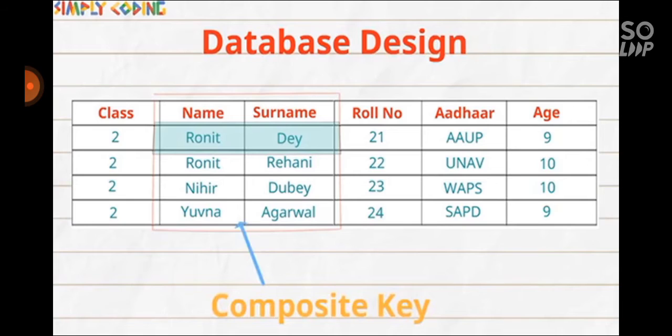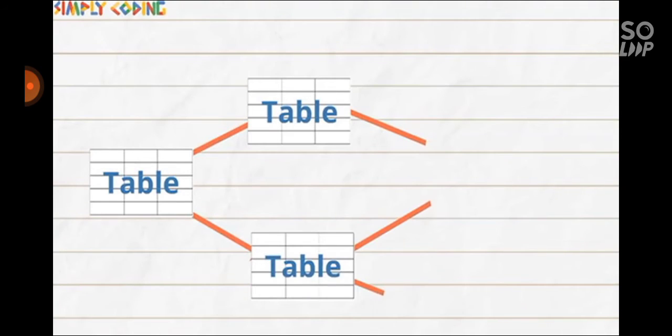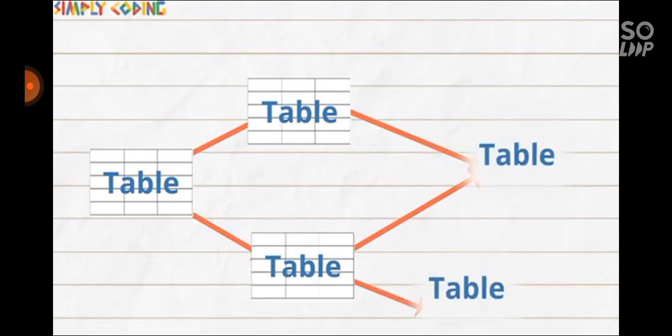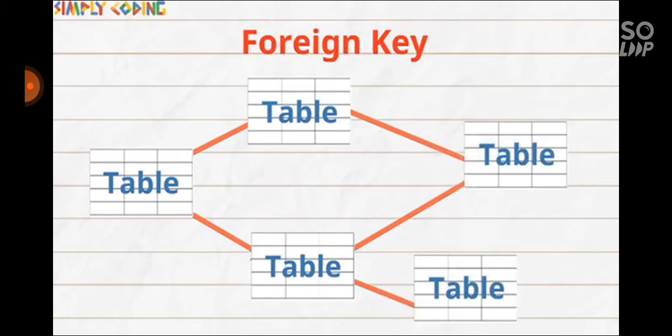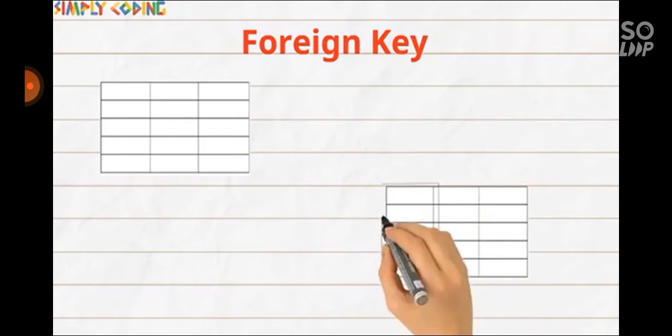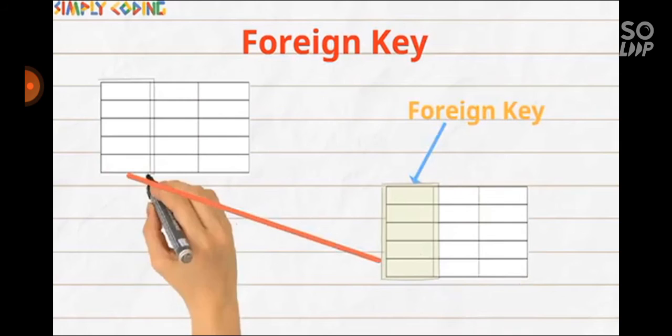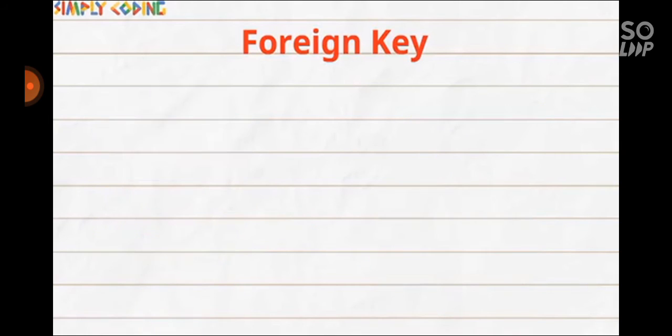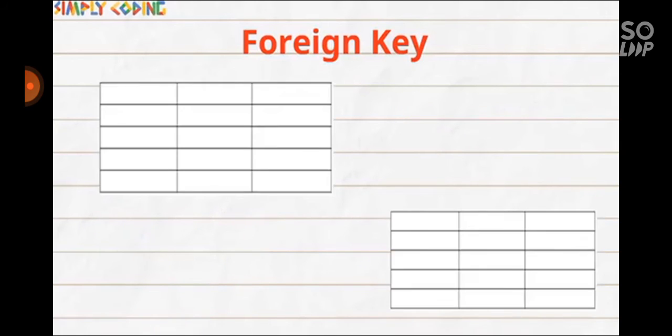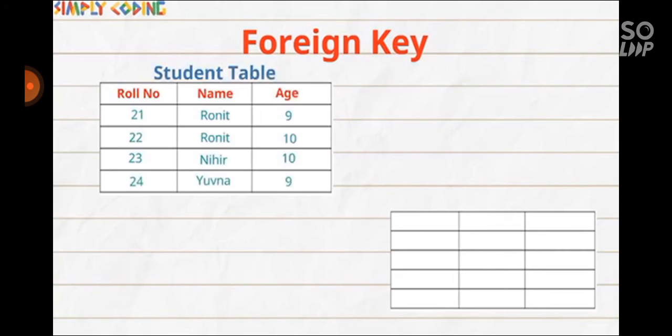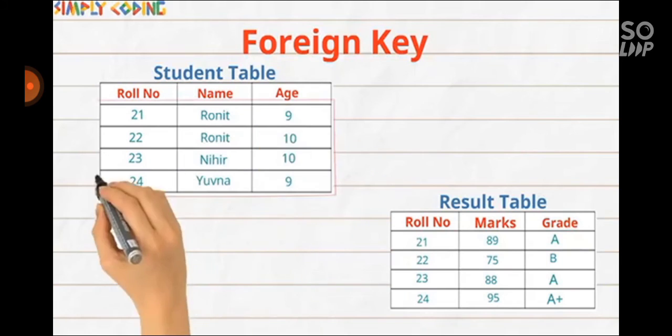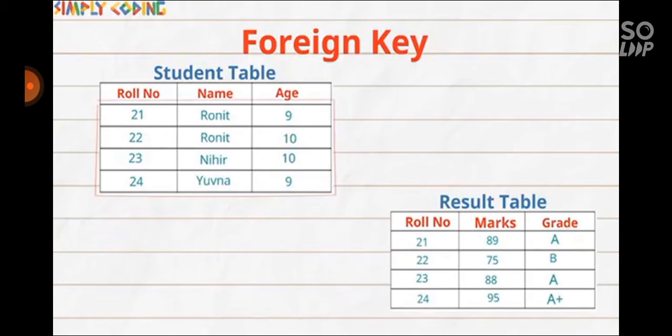Now when we talk about a database which has many tables, all these tables are linked with each other through a foreign key. A foreign key is an attribute or field which acts as a primary key in the other table. Let's take an example. To understand it, let's say we have a student table and a result table. In the student table, all the students are of the same class. The result of all the students is stored in the other table.